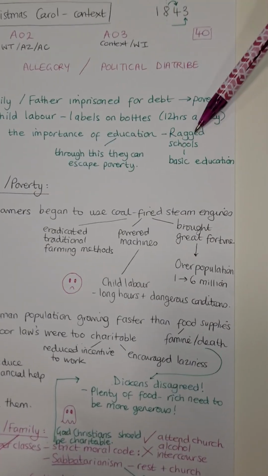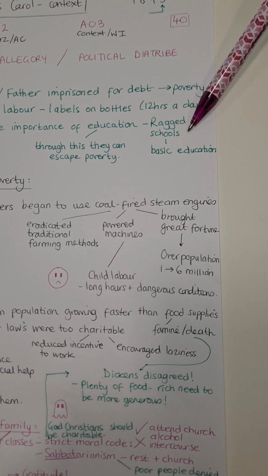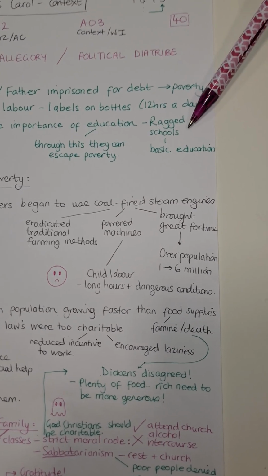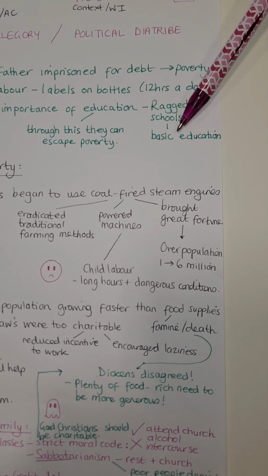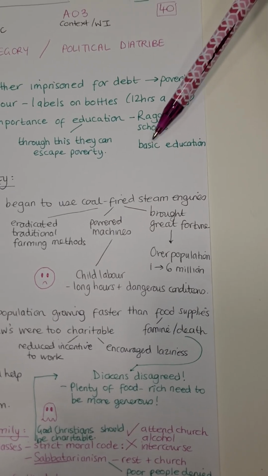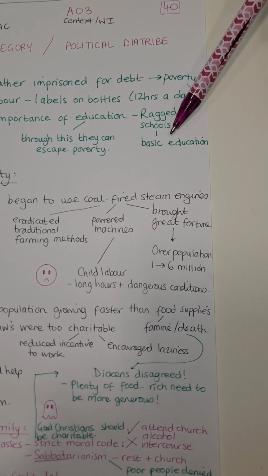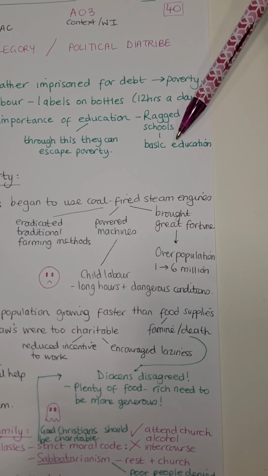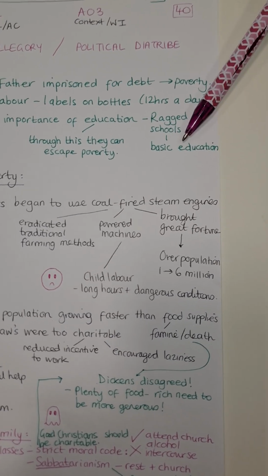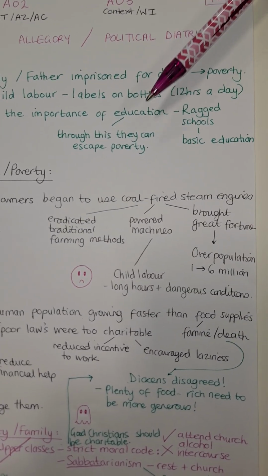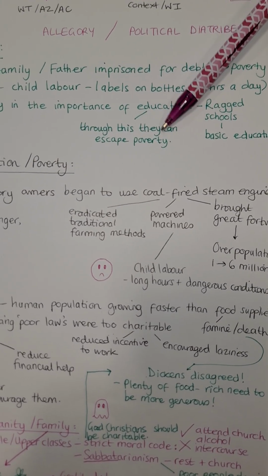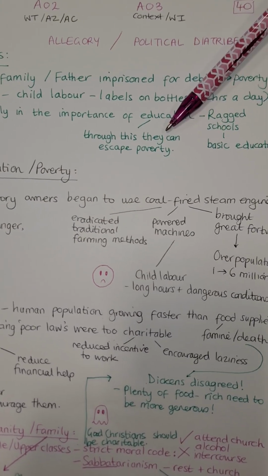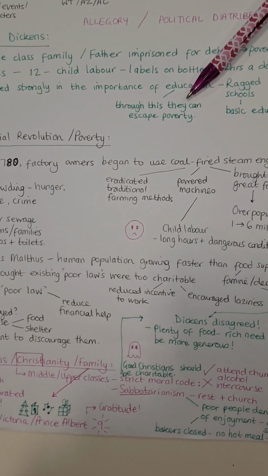He actually supported ragged schools, worked in collaboration with other people to bring about education, just a basic education really, for the poor. So they would support with food, shelter, religion, and a basic sense of education. And in terms of education, Charles Dickens believed that through this, the underclass or working class could escape poverty.